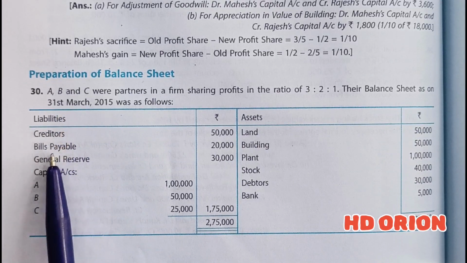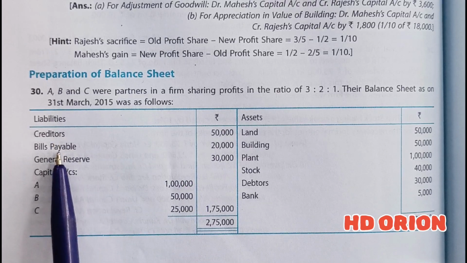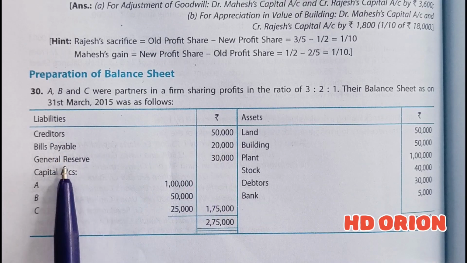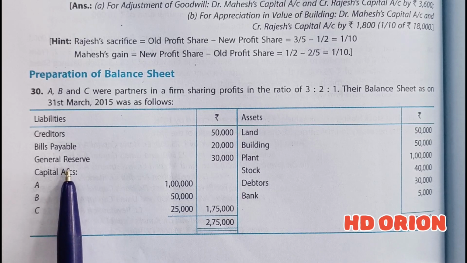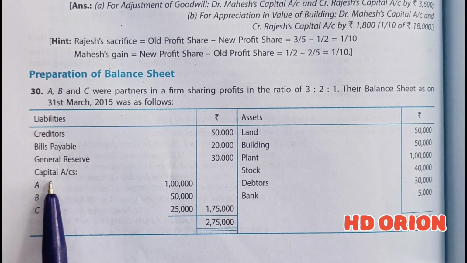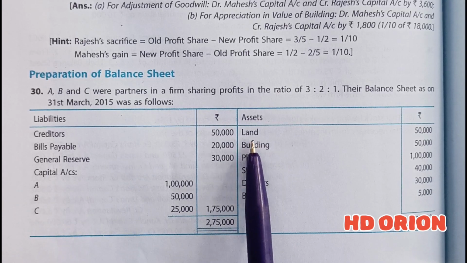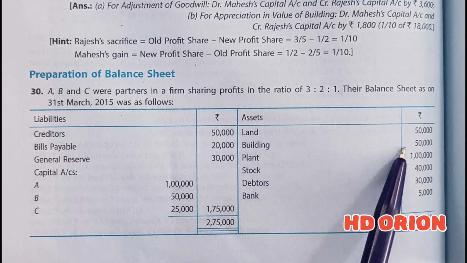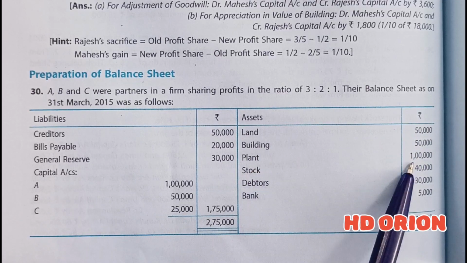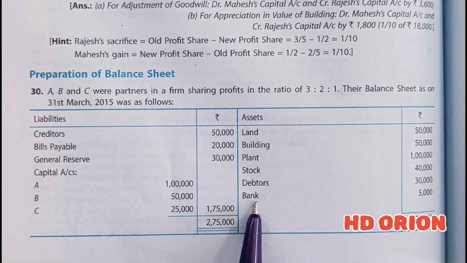To the liability side, we have got creditors rupees 50,000, bills payable rupees 20,000, general reserve which is undistributed profit rupees 30,000, and capitals of partner A, B and C which is 1 lakh rupees, rupees 50,000 and rupees 25,000 respectively. And to the asset side, we have got land for rupees 50,000, building for rupees 50,000, plant for rupees 1 lakh, stock rupees 40,000, debtors rupees 30,000 and bank rupees 50,000, and a grand total of rupees 2,75,000.